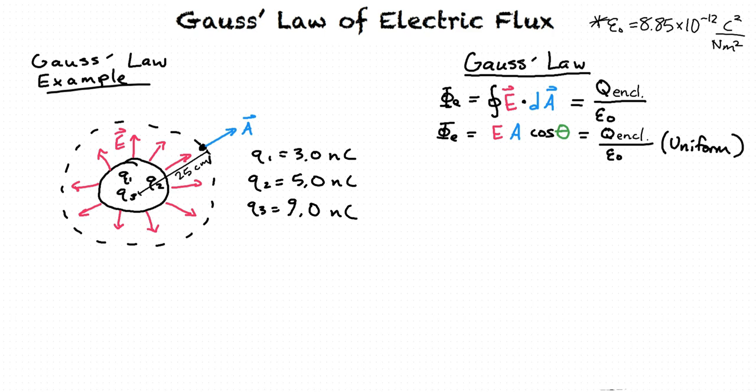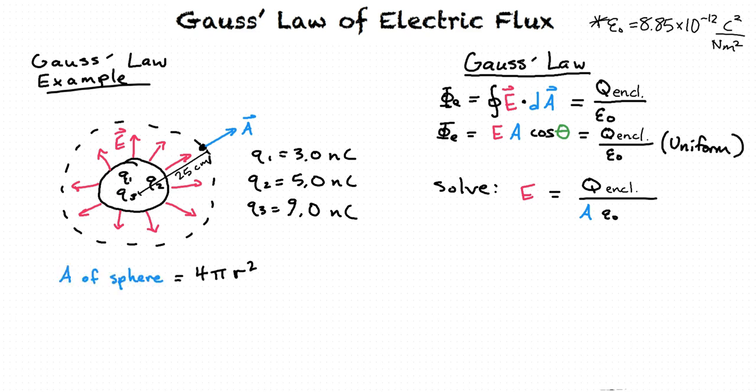The first step that we'll want to take is to use algebra to find E alone on one side of the equation. We'll divide both sides of the equation by A to find E equals Q enclosed over A times epsilon naught. Now that we have done this, we will substitute our numbers in to solve for E. Remember that A of a sphere equals 4 pi r squared, and r equals 25 centimeters, which converts to 0.25 meters. And the charge Q is the sum of the three charges.